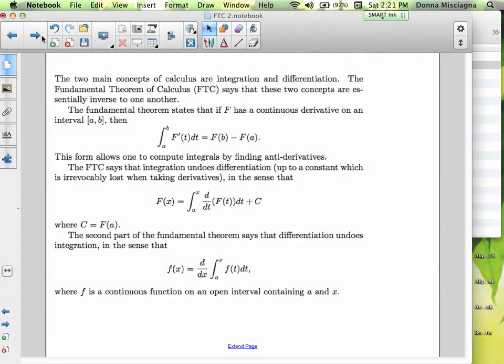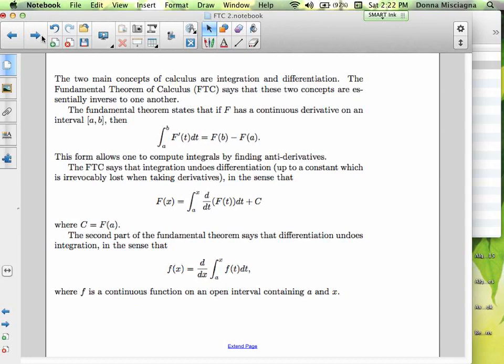Okay, so the two main concepts of calculus are integration and differentiation. The fundamental theorem of calculus says that these two concepts are essentially inverse to one another. The fundamental theorem states that if f has a continuous derivative on the interval a to b, then this is the first part of our fundamental theorem of calculus. When we integrate and then evaluate, that's going to give us the definite integral, which is the area under the curve. So this form allows one to compute integrals by finding antiderivatives. That means we don't have to always use the limit of Riemann sums.